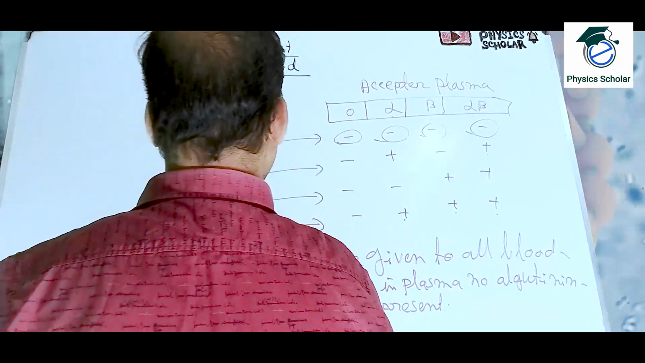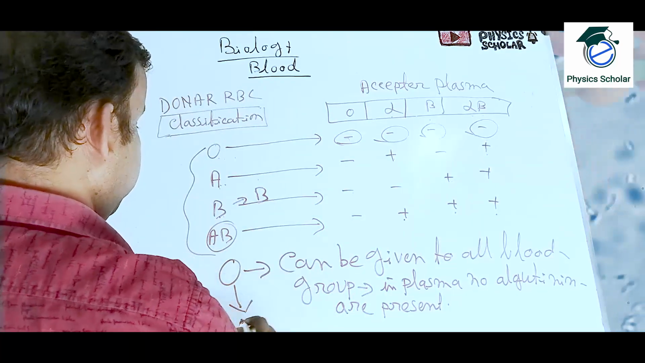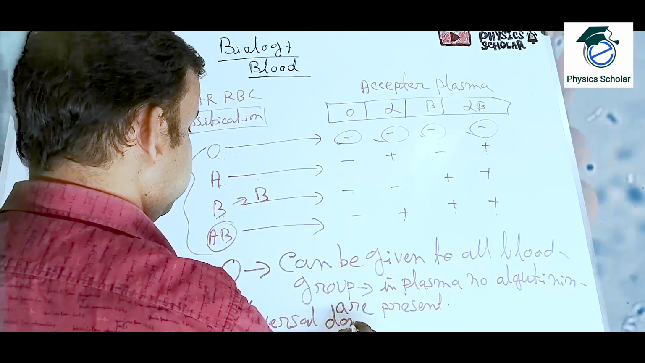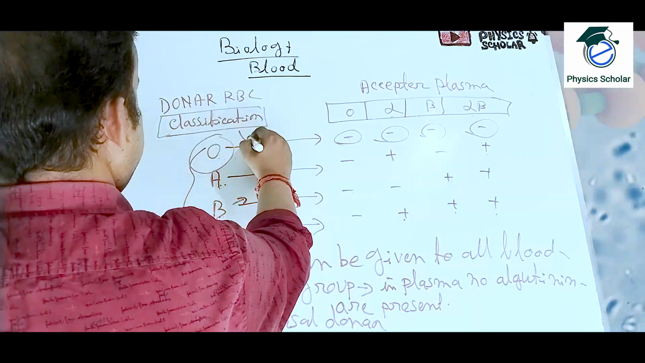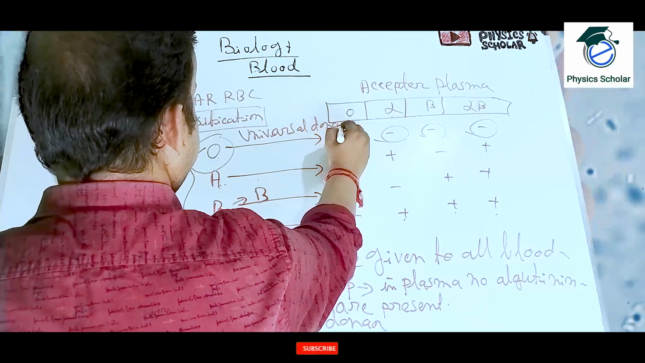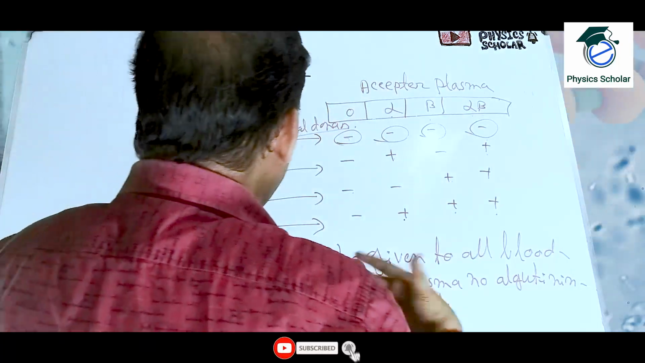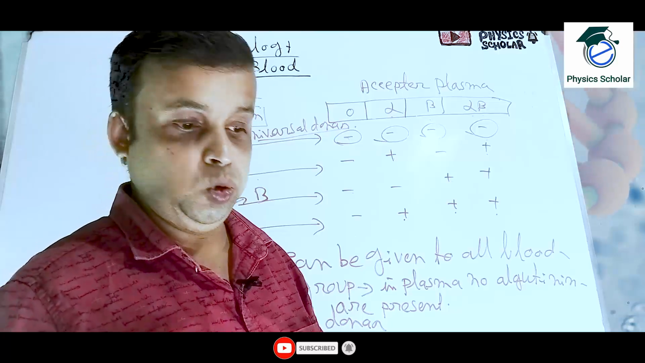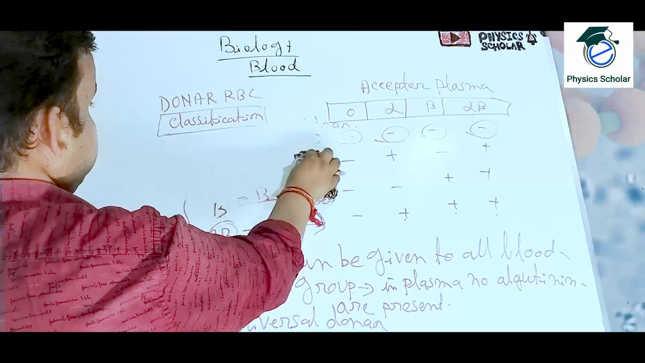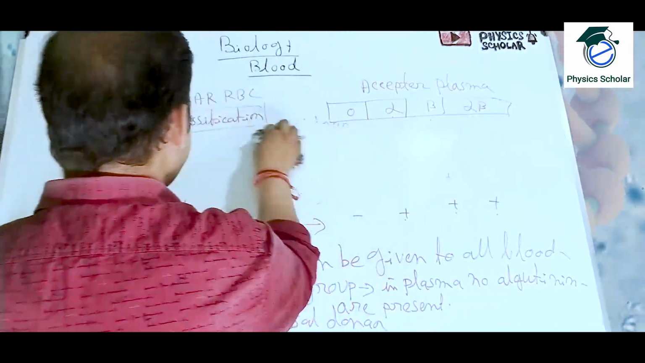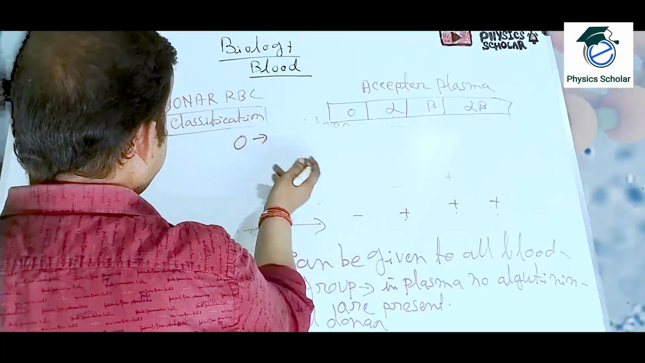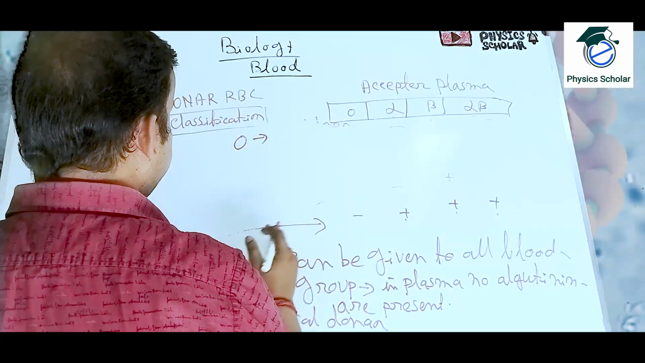Clear? And the next one is AB. That's why O is known as universal donor. That means it can give blood to any other blood group. But it cannot take blood from any other blood group except its own. That means only O can take blood from itself. Clear? So it cannot take blood from any other groups.